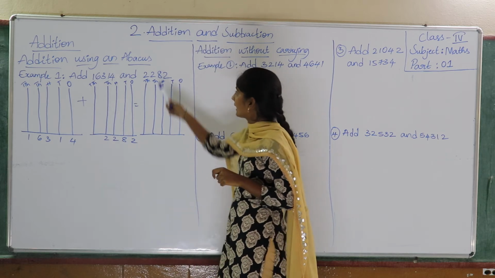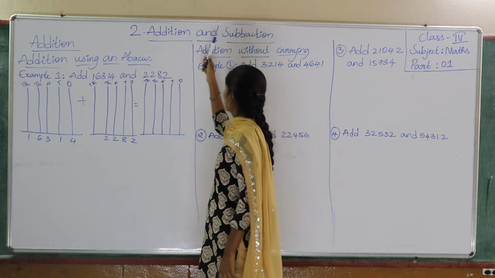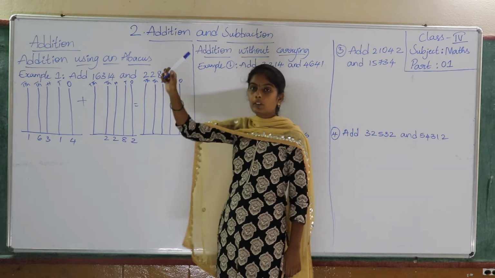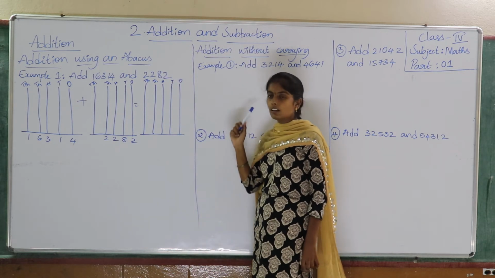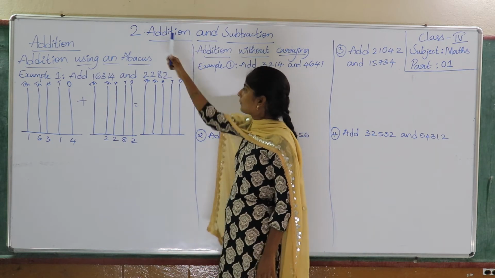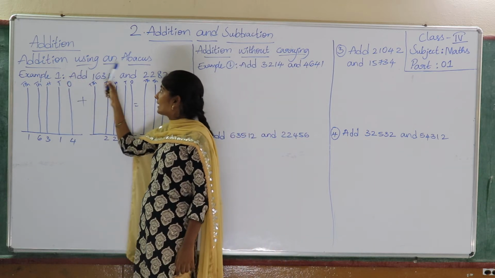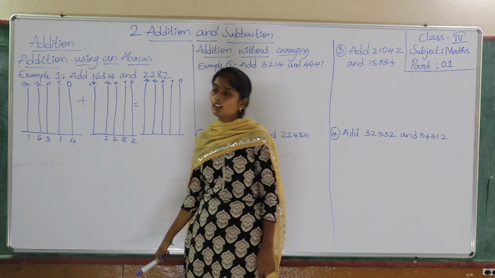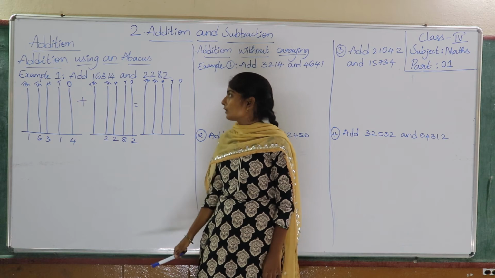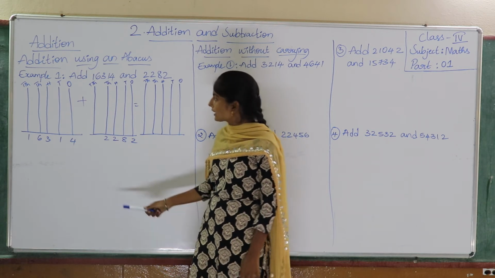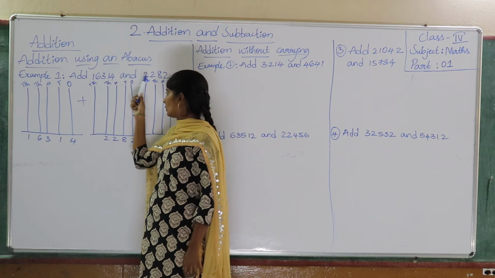Now we go for our second chapter, that is addition and subtraction. In this chapter we learn about addition and also subtraction. First we learn about addition. First, addition using an abacus. So how do you do addition using an abacus? Actually, first we know how to draw beads, right? So first we'll draw beads for the given question.